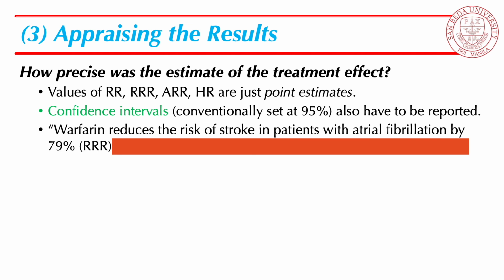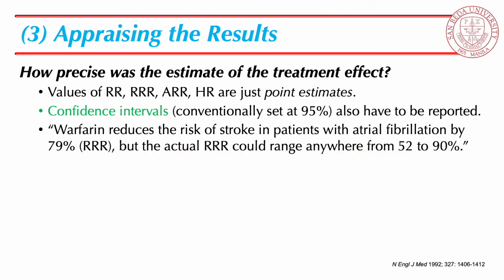Now, this data on warfarin and stroke reduction came from a landmark 1992 clinical trial published in the New England Journal of Medicine. According to this article, the actual relative risk reduction could range anywhere from 52% to 90%. Seeing that this confidence interval does not include the null value of 0%, the RRR point estimate of 79% is said to be statistically significant.